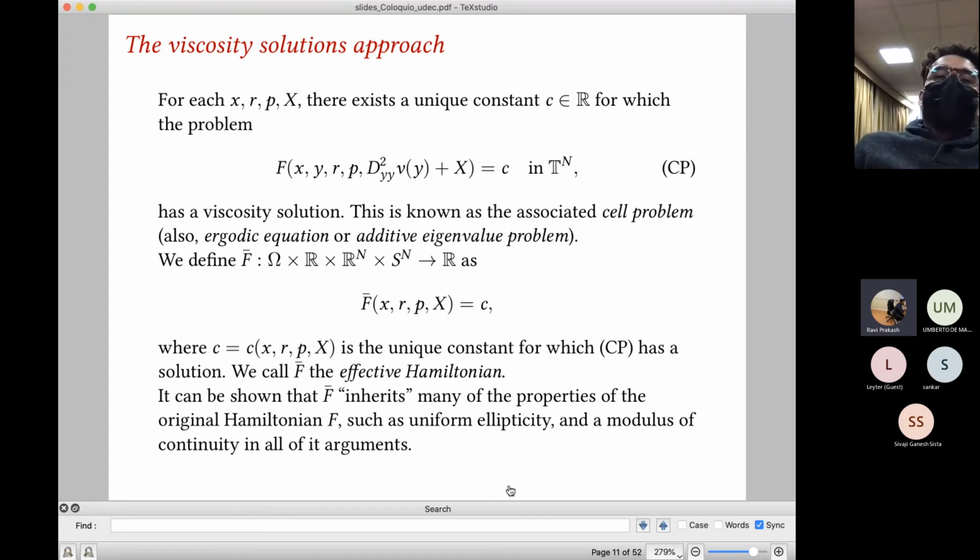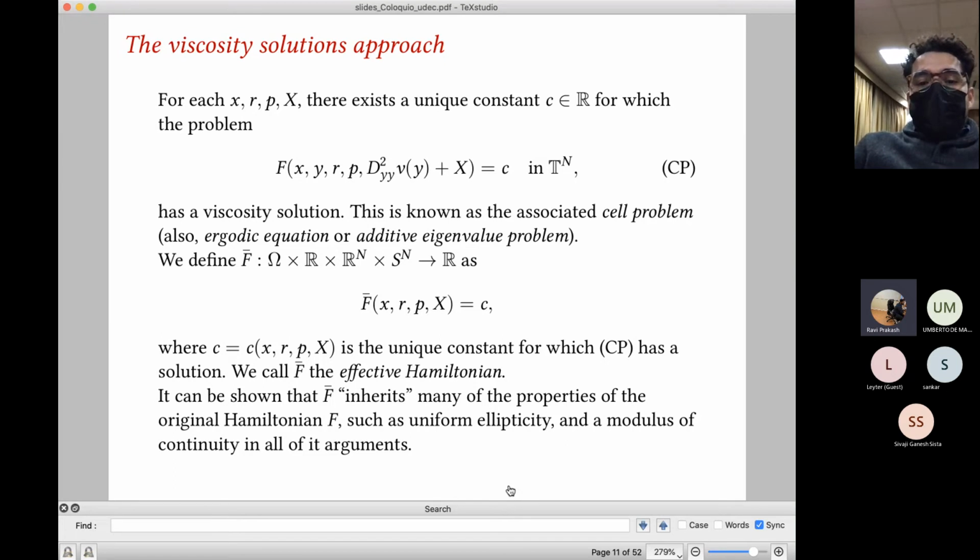Notice that this unique constant c depends on the frozen parameters x, r, p, and X, which stand for the state and derivatives of a function u. So this allows us to define an operator, f bar, which depends on these frozen parameters and is equal to that unique constant c, which gives us the solution of the cell problem. We call this the effective Hamiltonian, and it will be our averaged problem, the problem that gives us the behavior of solutions as epsilon tends to 0.